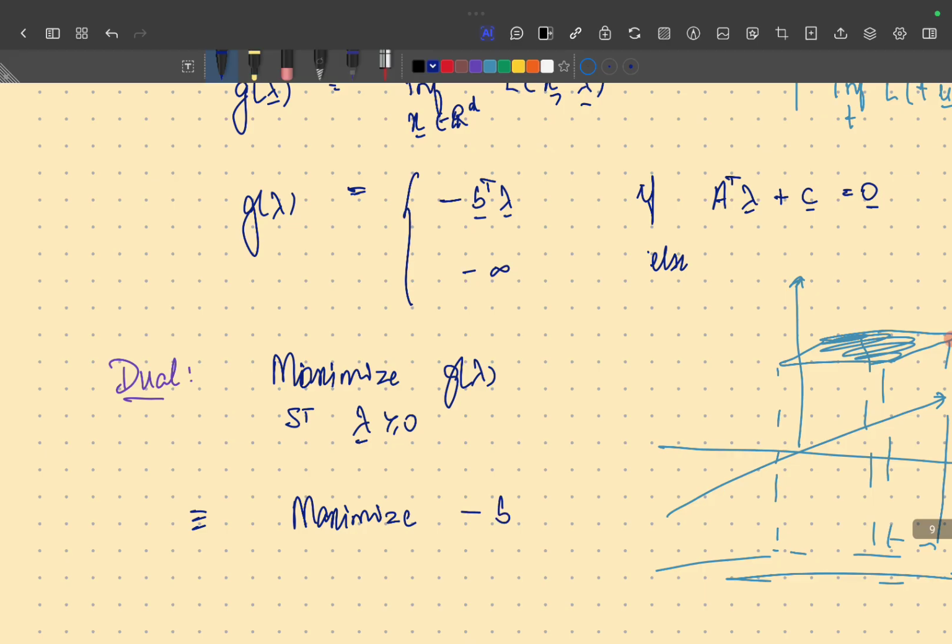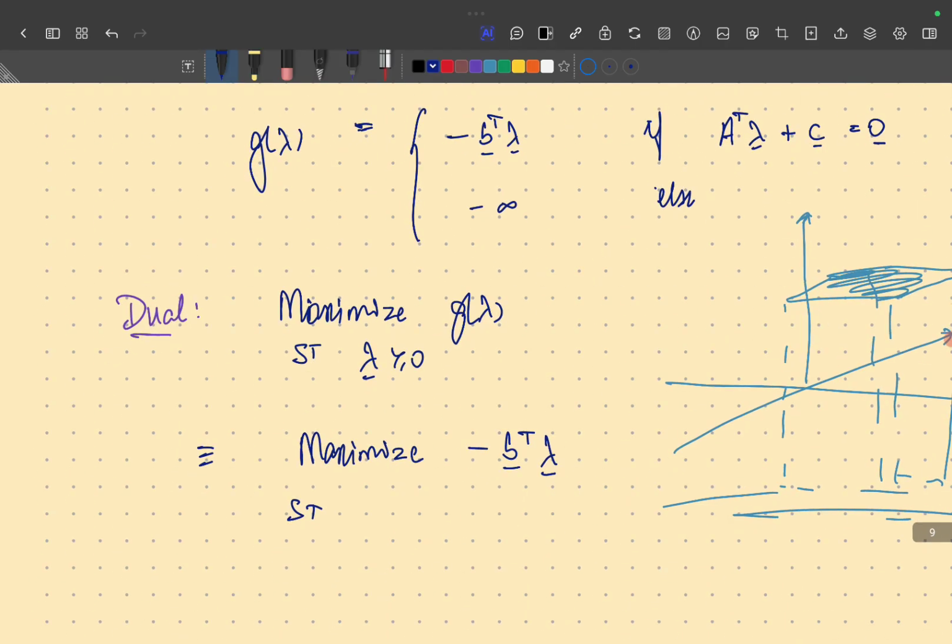So maximize minus b transpose lambda subject to the constraint that A transpose lambda plus c equal to 0, or A transpose lambda equal to minus c, and lambda is component wise greater than or equal to 0. So the dual of a linear program is another linear program, because even in this case the objective function is linear in lambda and the constraints are also linear in lambda. Okay, so that's a very important fact. The dual of a linear program is also another linear program.